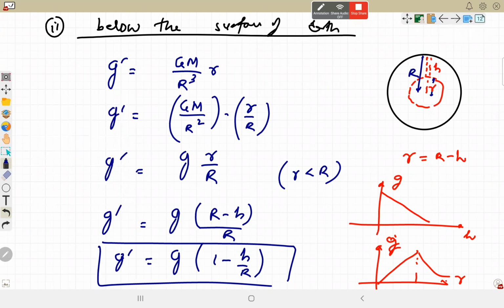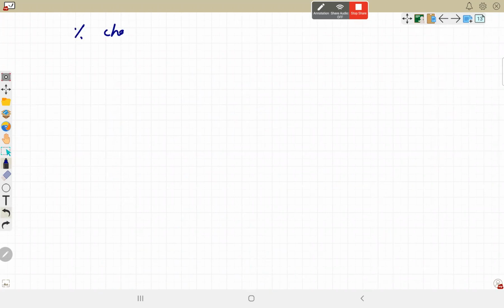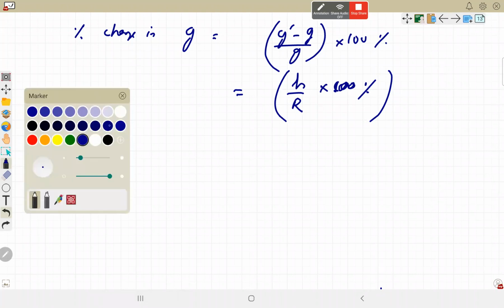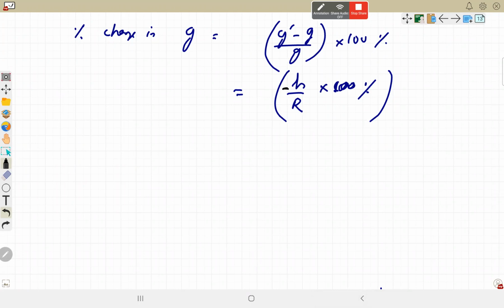So if h is equal to capital R, g dash becomes 0. The percentage change in acceleration due to gravity, g dash minus g by g into 100, comes out as minus h by R into 100. It will again be minus, which means it will again decrease. So above the surface of Earth it decreases, below the surface of Earth it decreases, but below the surface it is half. If above the surface of Earth it decreases by 2%, for the same distance below the surface of Earth it will decrease by 1%.